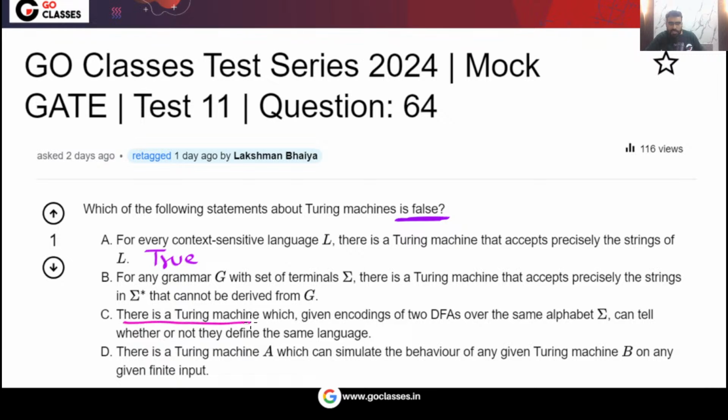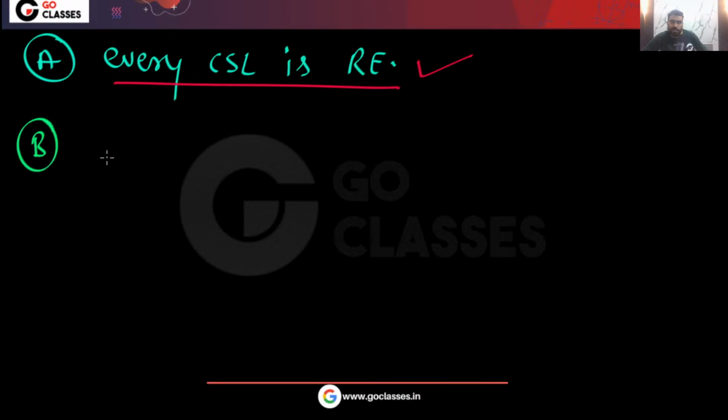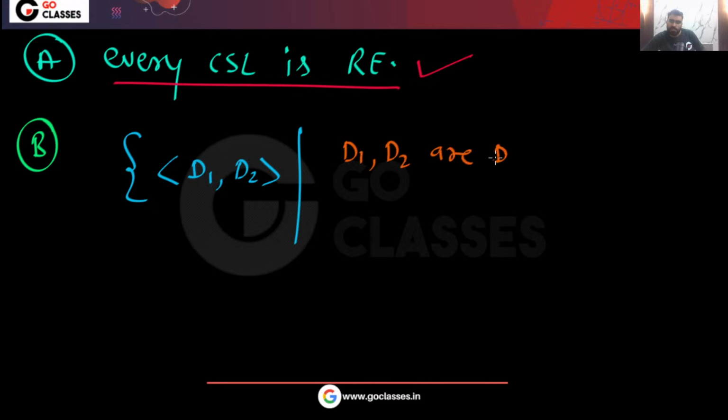Option C: there is a Turing machine which, given the encoding of 2 DFAs over the same alphabet, can tell whether or not they define the same language. Yes, this is also true. See what this is saying: if I give you 2 DFAs, D1 and D2, do they have the same language?